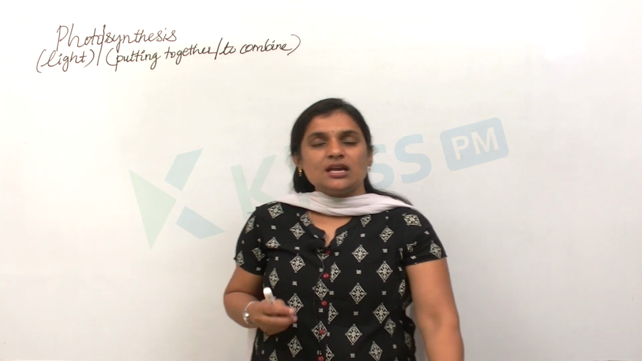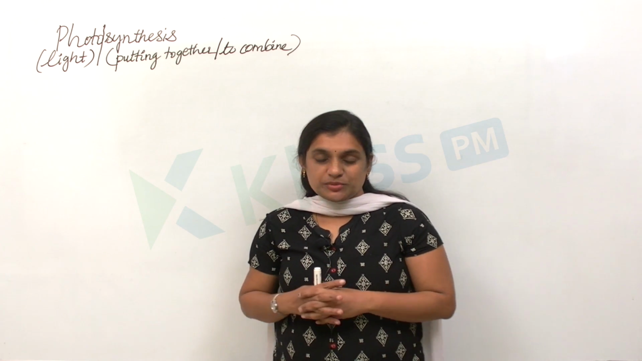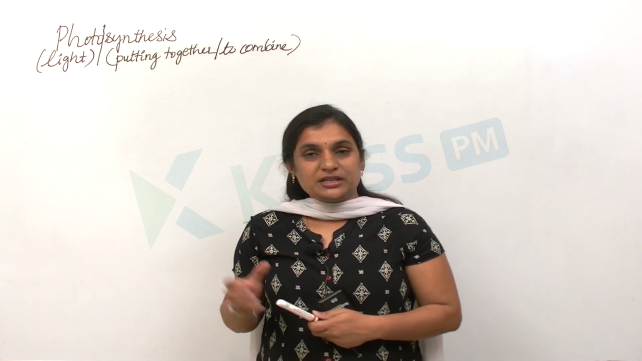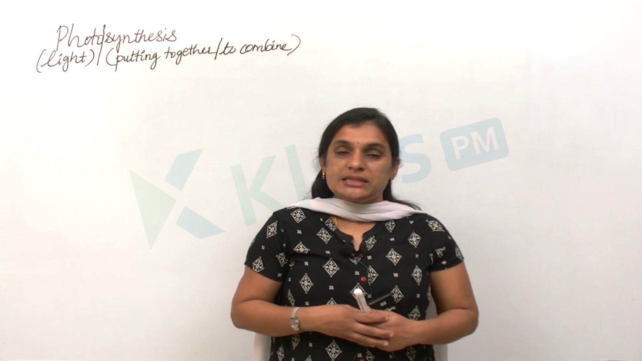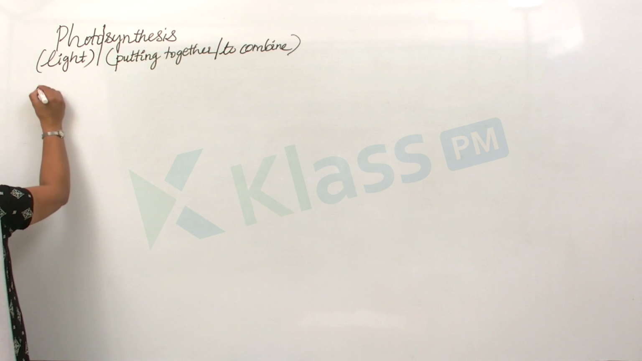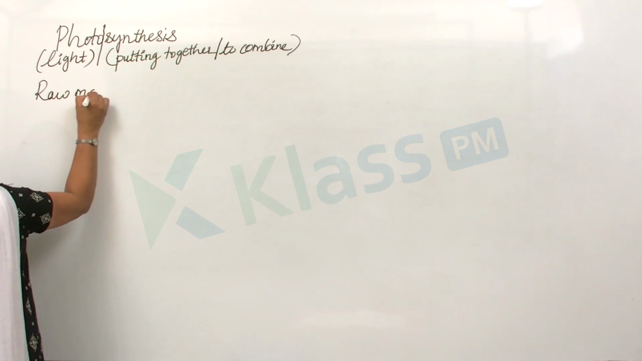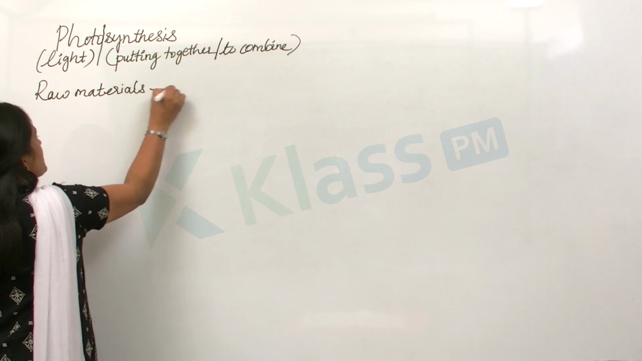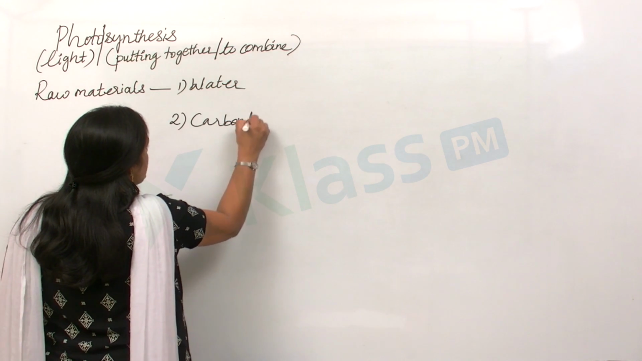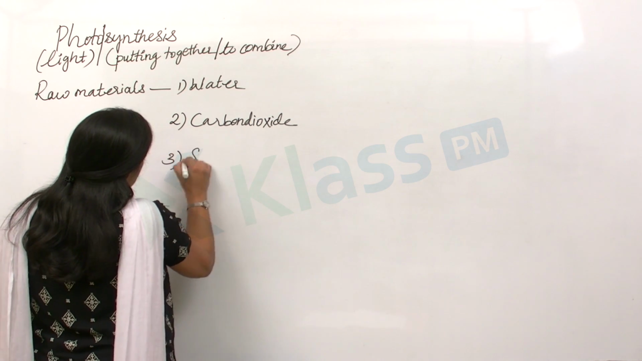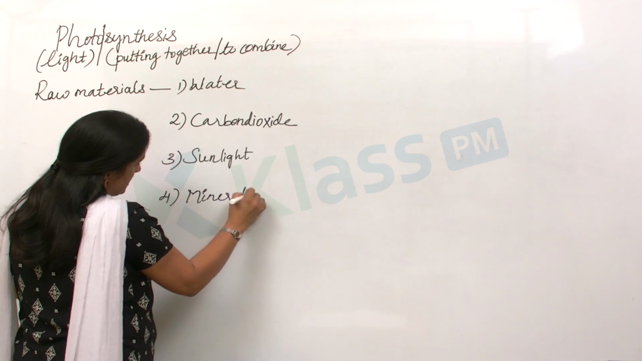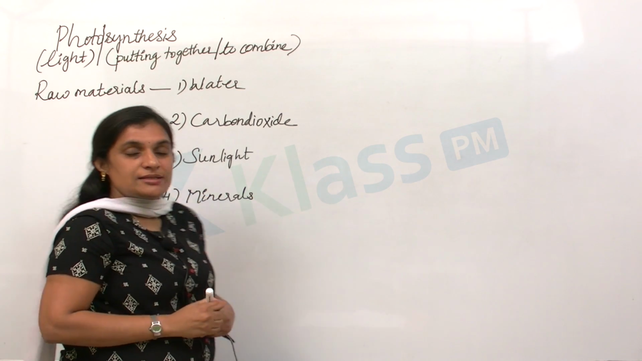Now as discussed, the leaves are considered to be the food factory, right? The raw materials required for the synthesis of food in plants are usually obtained from the surroundings. So let me write down the raw materials again. The raw materials which are needed are water, carbon dioxide, sunlight, and minerals. Now let us learn in detail how these raw materials are obtained.